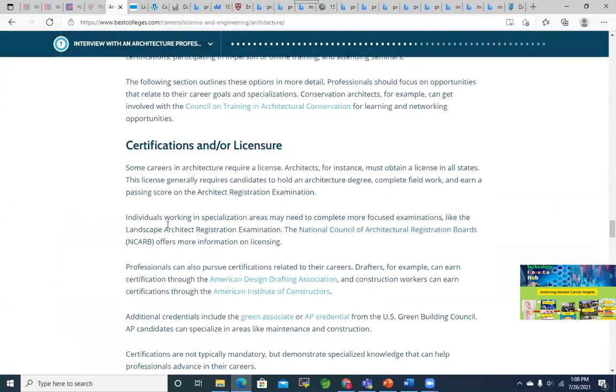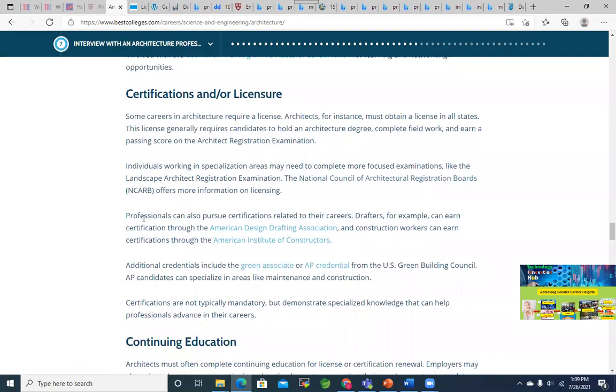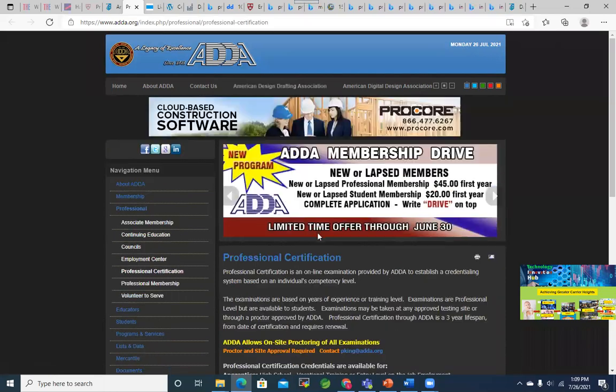What they're telling is, you can see, individuals working in specializations need to complete more focused examinations, like the Landscape Architect Registration Examination, from the National Council of Architectural Registration Boards, NCARB, right? So just look at that one as well. And not only that, you have more. Professionals can pursue certifications related to their career, for example drafters, with certification from the American Design Drafting Association, ADDA. You can see this is for architecture. Likewise, just go through it. Professional certifications, right?